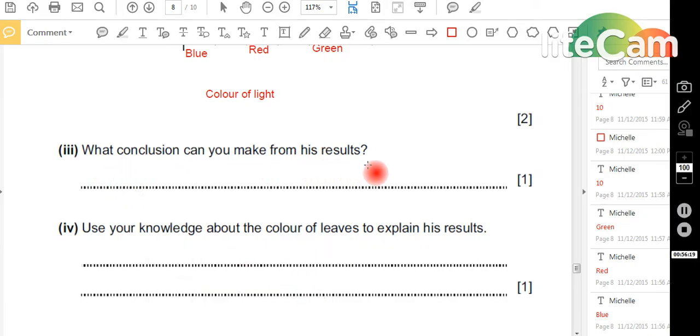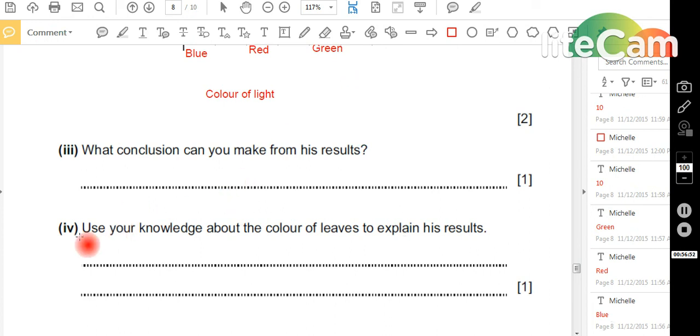So, sorry, let me just get back here. Okay, so what conclusion can be reached from this? The blue light had the most photosynthesis and released the most bubbles. Or the green light had the least bubbles and the least photosynthesis. Okay, so more photosynthesis took place under the blue light than any of the others, and the least photosynthesis under the green light. Is this making sense?